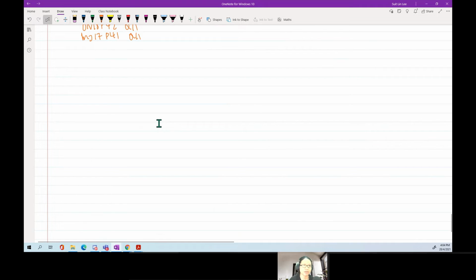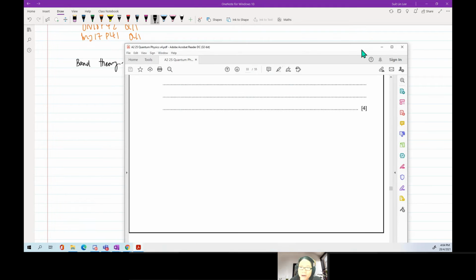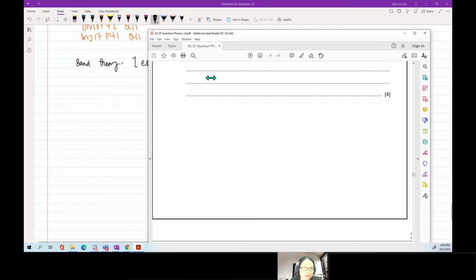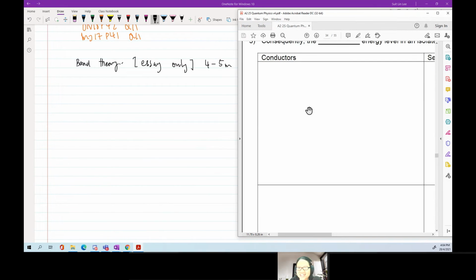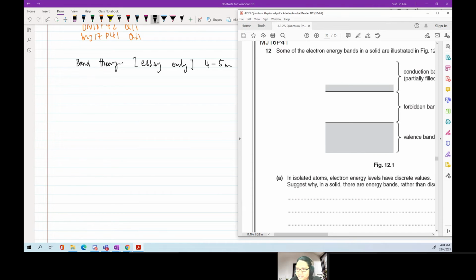Okay. Band theory, even shorter. Because the many distinct energy levels are spread out into a band. When it spreads out into a band, the questions are all essay. Essay only. Normally 4 to 5 marks, can be up to 9 marks, but rare. If it is up to 9 marks, it is actually quite worth it because you already studied. Okay, anyway, what you need to know is all in that single page in your notes.